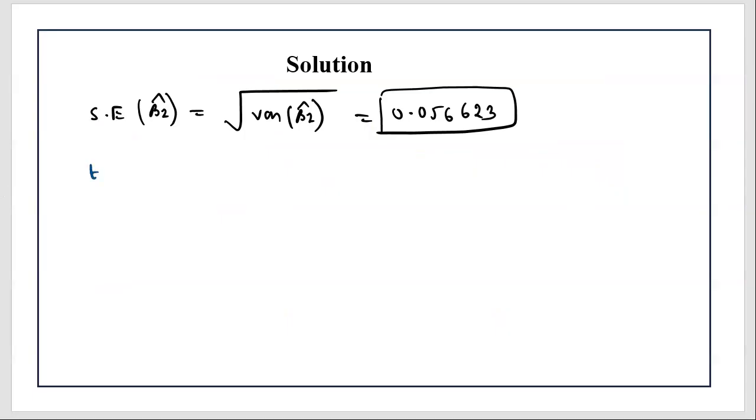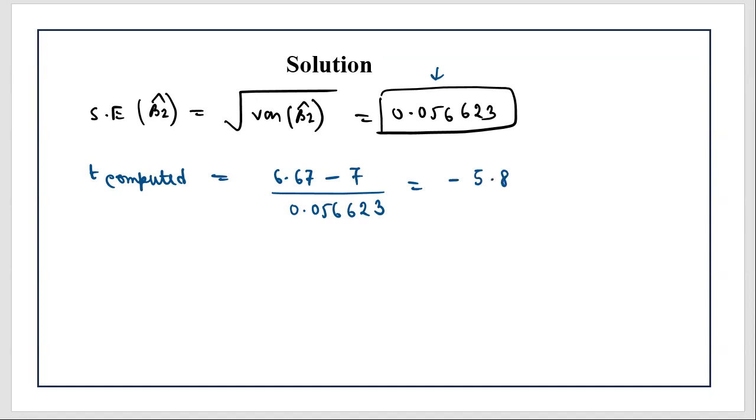So let us do that. T computed: first there will be the estimated value of beta 2 cap, minus, under H naught, the value was 7, and in the denominator you have this standard error. If you compute this, it will come out to be minus 5.8280. So the absolute value of T computed is 5.8280.